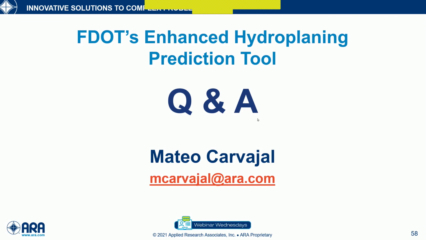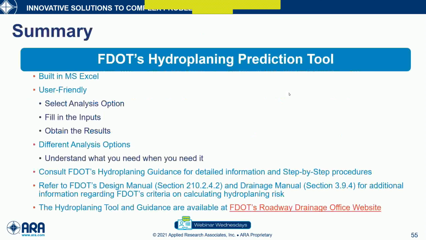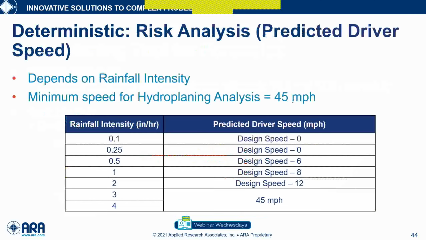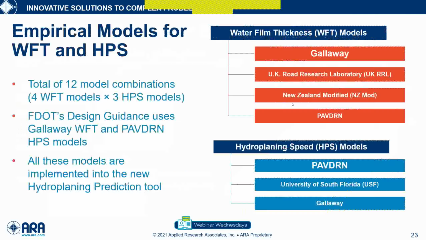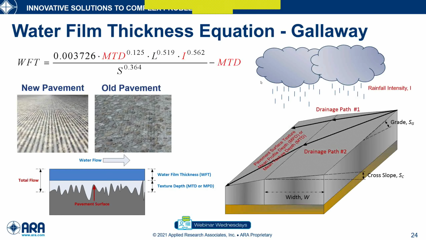Great, thank you. We have a question from Al. And Al's question is, in the first equation, and I believe he's referring to slide 24, that slide that you spent quite a bit of time on, what is the total slope S? Is it the sum or the product of the cross slope and the longitudinal slope?